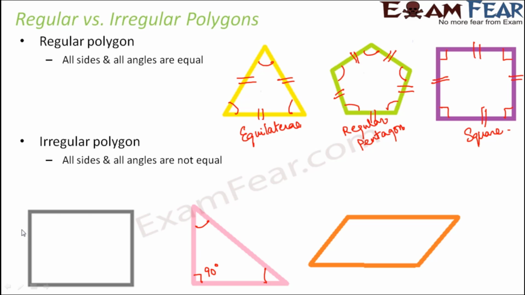You look at this polygon. Here all angles are equal, all the angles are equal to 90 degrees, but in this case all sides are not equal. So these opposite sides are equal and these opposite sides are equal, but the adjacent sides are not equal. You look at this one. Here all angles are not equal. So this is also an irregular polygon. So in order to be a regular polygon, all sides and all angles both should be equal.